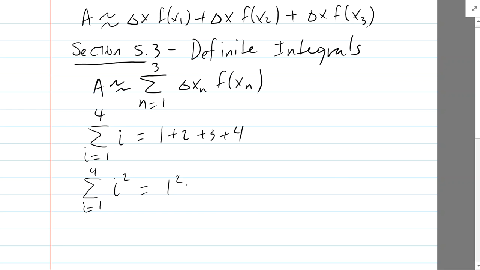It's going to be 1 squared plus 2 squared plus 3 squared plus 4 squared. So in this notation, the I is what is changing, and it can talk about the first x, the first function value, whatever it's going to be, or I itself. If it doesn't have an I, then it's not changing in the iterations.